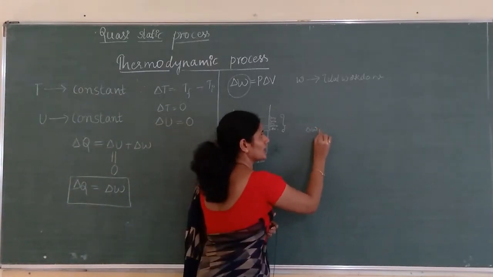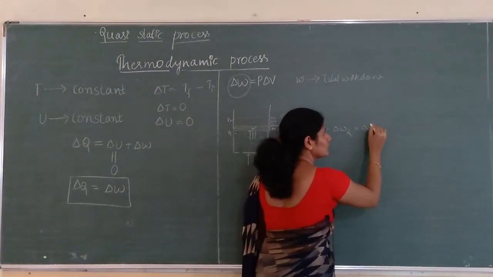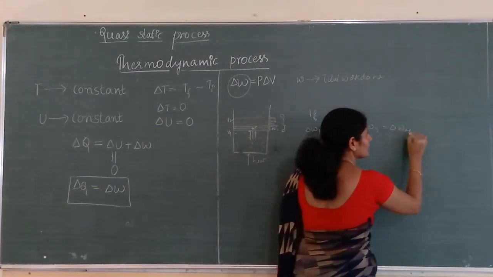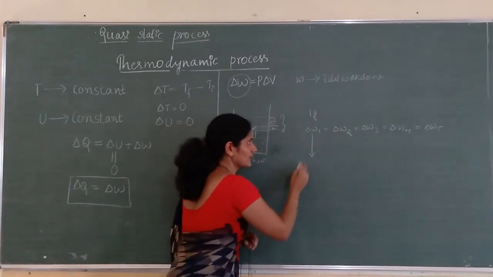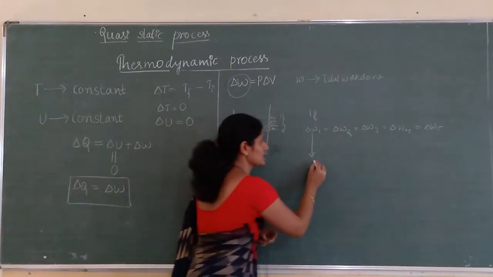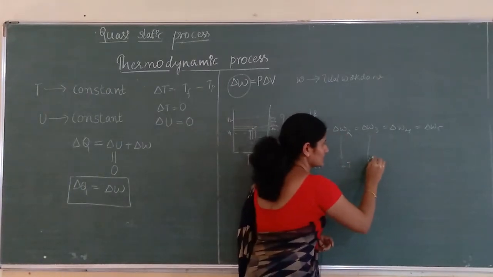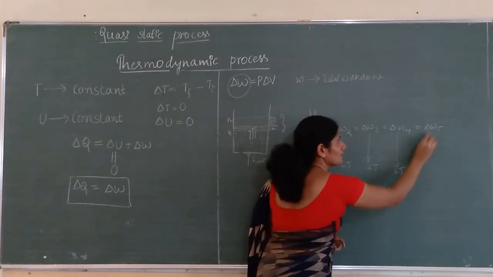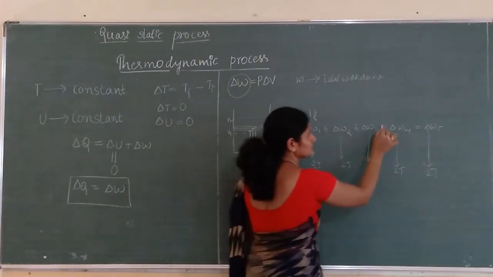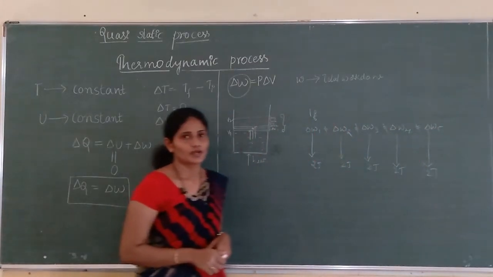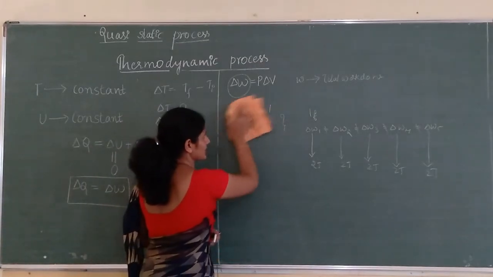If delta W1 is equal to delta W2 is equal to delta W3, W4, delta W5, then it is enough if we calculate delta W1. If delta W1 work done is 2 joules, then this is also 2. If they are equal, this is also 2, 2 and 2 work done. But here they are not equal. So in that case, we have to use integration.